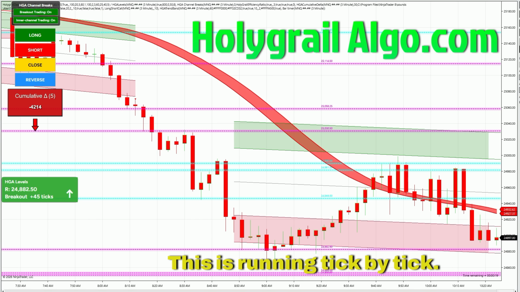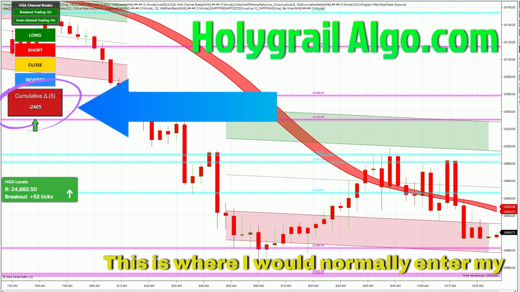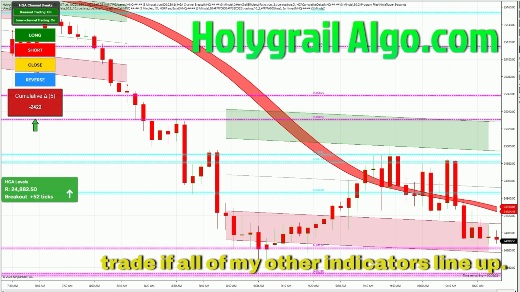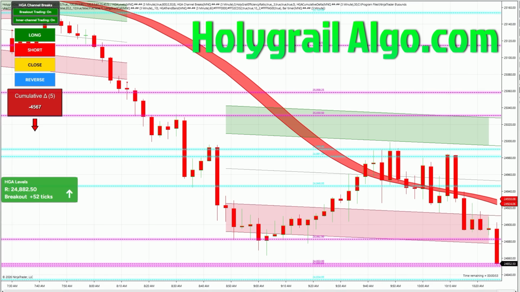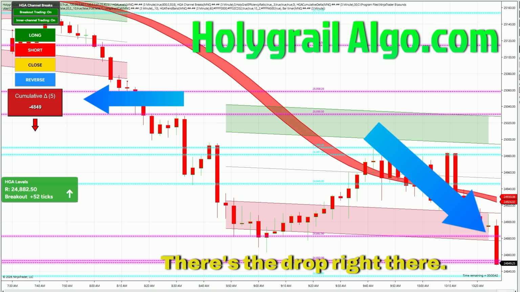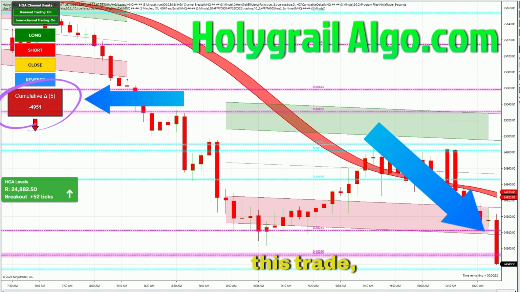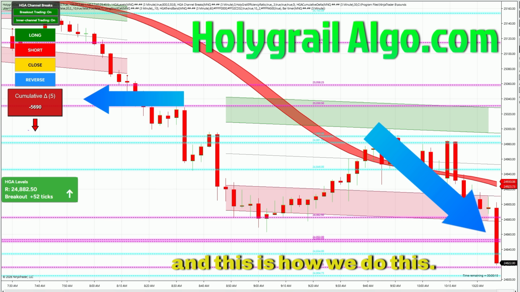This is running tick by tick. We're up over 4,000. This is where I would normally enter my trade if all of my other indicators line up. There we go, and there's the rip. There's the drop right there. This is what we wanted to be in to capture this trade, and this is how we do this.